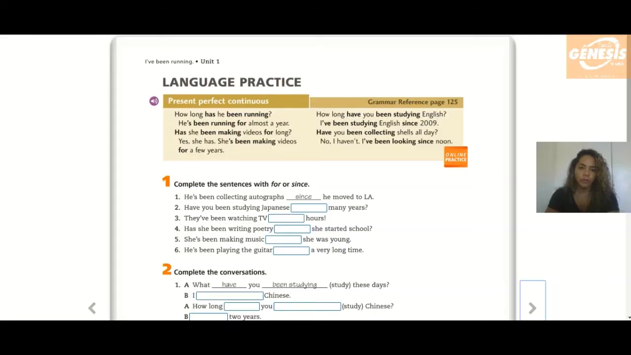continuous. So here in the example, you can see: how long has he been running? This is in the third person, right? Now see how it is with you: how long have you been studying English? So as you can see in the third person, the verb changes. Like here, he changes. It changes to, this is the base verb have, and this is the changed verb, right?